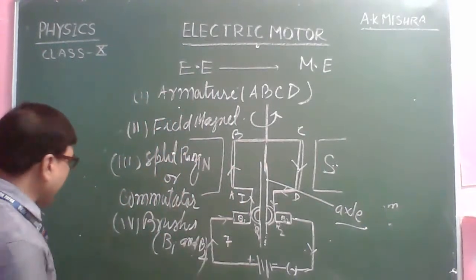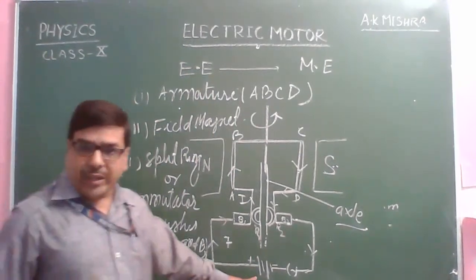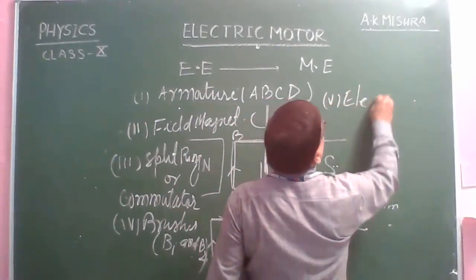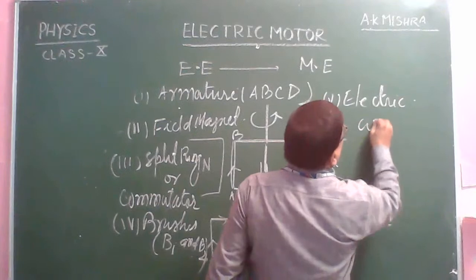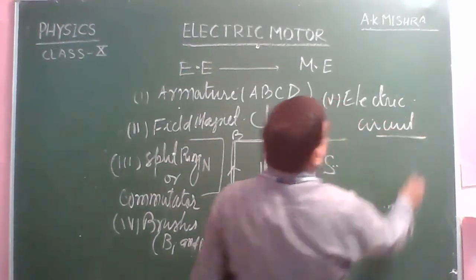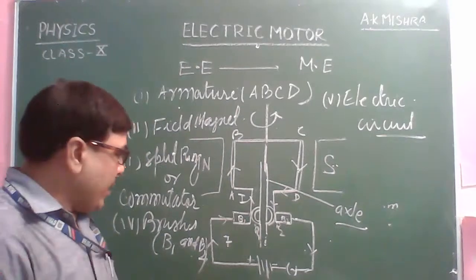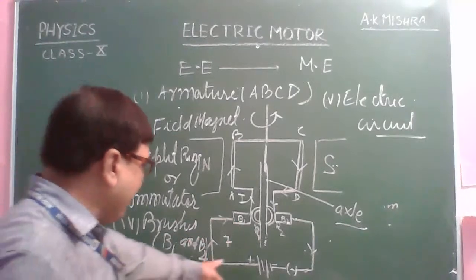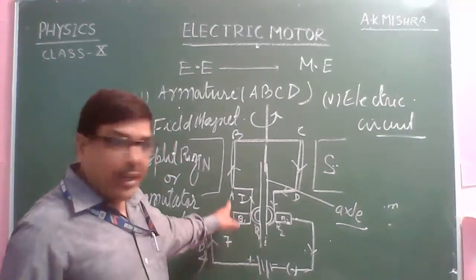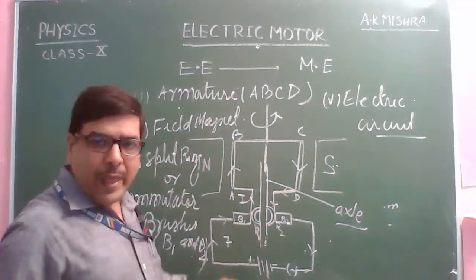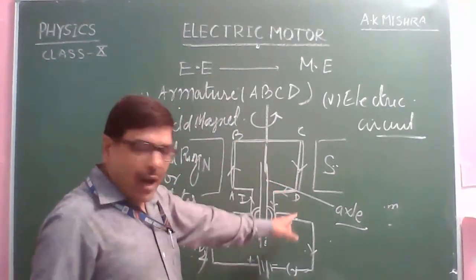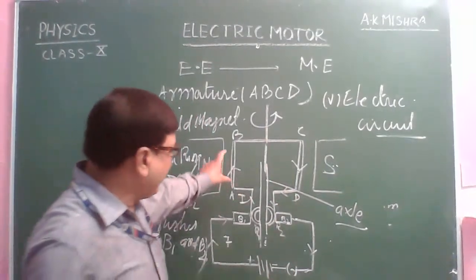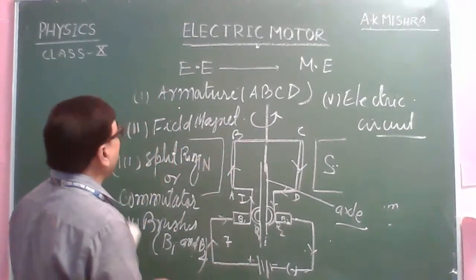And the fifth part is the electric circuit, which provides the source of electricity. When the switch is on, current passes through it. The current enters through arm AB and leaves through arm CD. So first of all we will discuss that point, what you just see there.